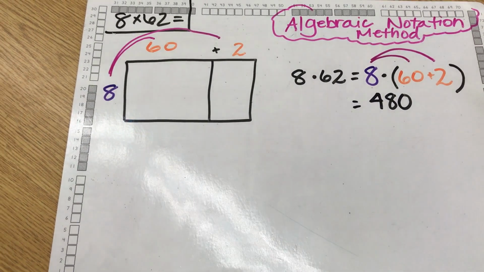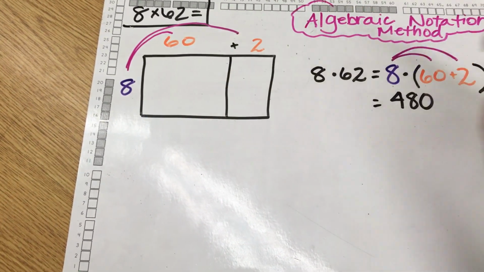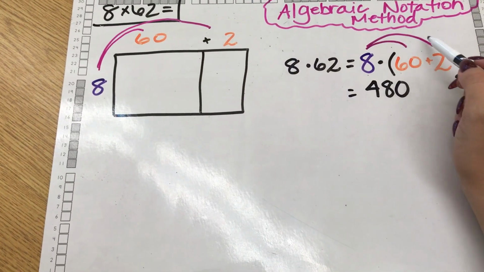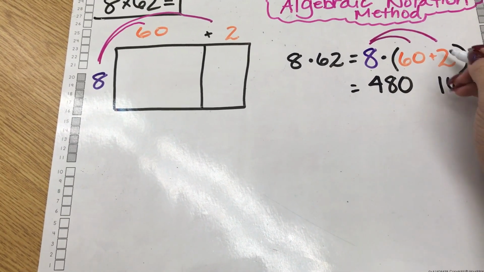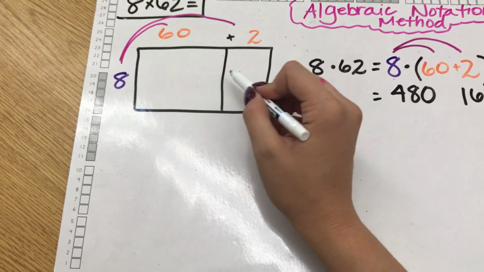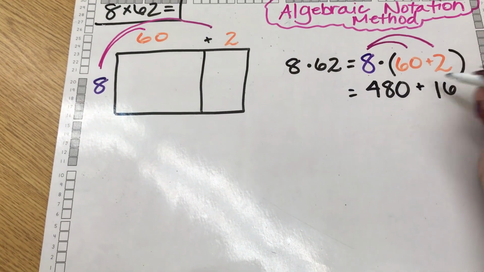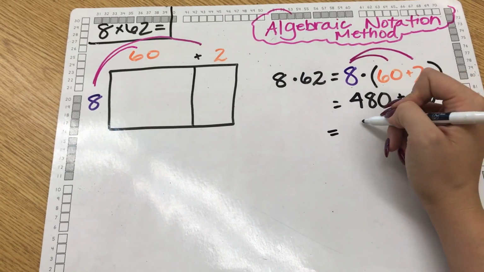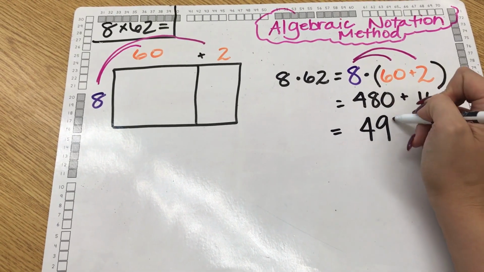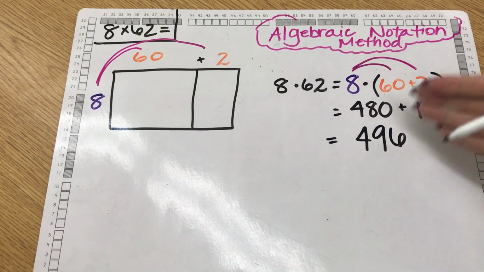Add that 0 in. And just like I came over here and multiplied 8 times 2, I'm going to do the same thing over here. 8 times 2 is 16. Those are partial products though, and just like I added them here, I'm going to add them over here as well. And when I add 480 plus 16, I'm going to get 496. So that is the answer.